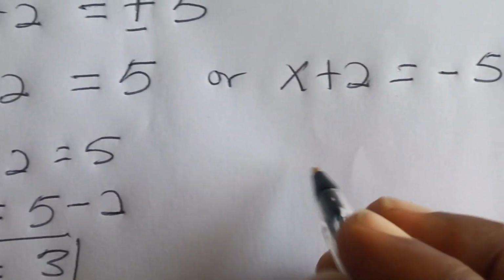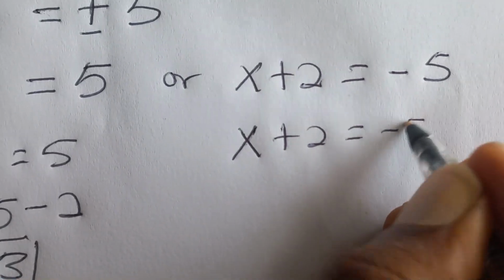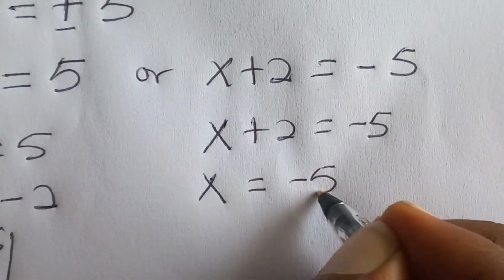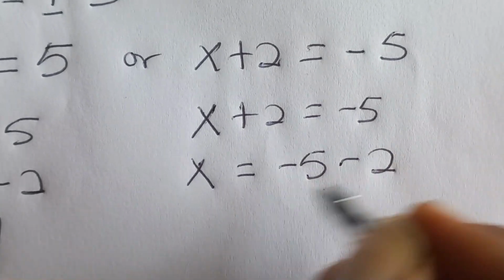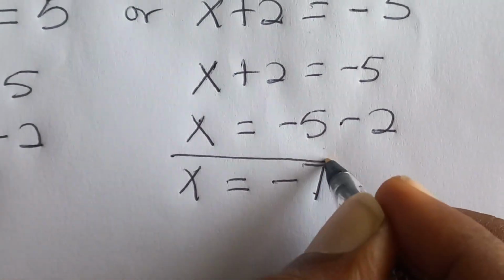Now let's continue with this. So we have x + 2 = -5. x is equal to -5 minus 2. So x is equal to -7.